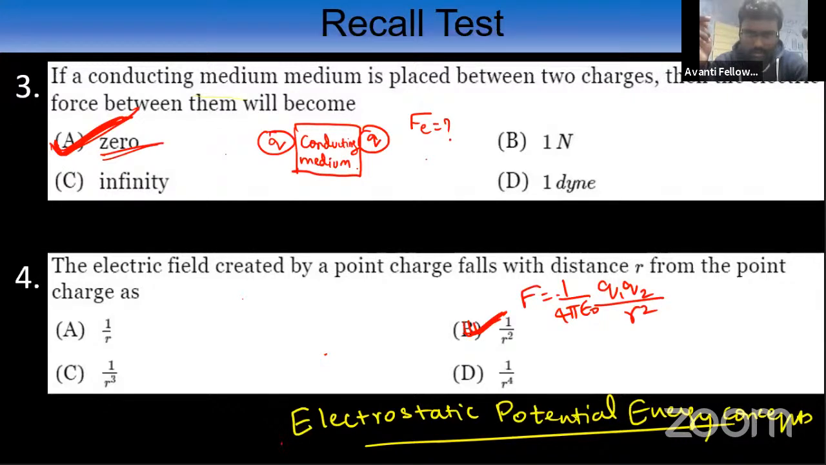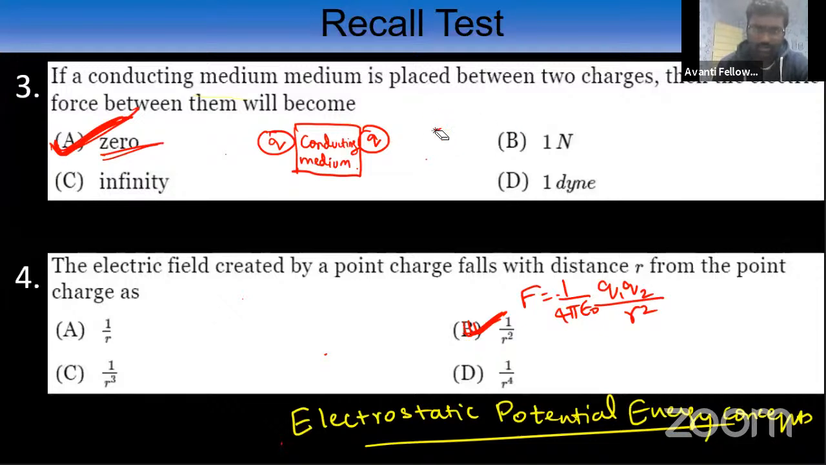So why do you think the force becomes zero when we keep a conducting medium? Yes, correct, Krish, thank you. Your answer is correct. It is about permittivity. Let's quickly solve this.